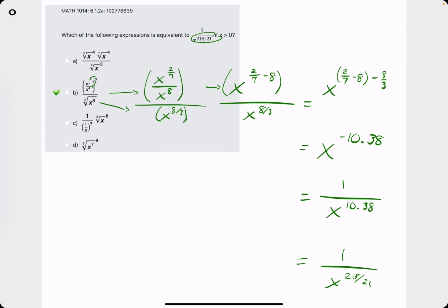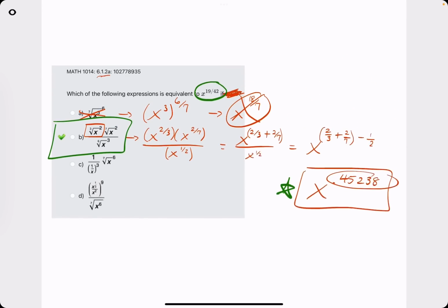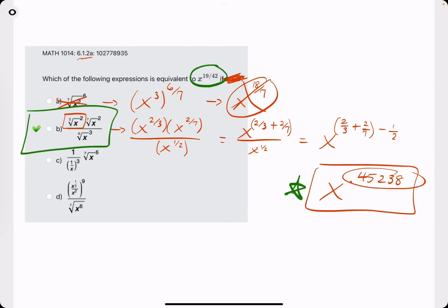All right, anyway, there's two examples somewhat worked out. If you have any questions on the rules or any variations of this problem, please let me know. All right.